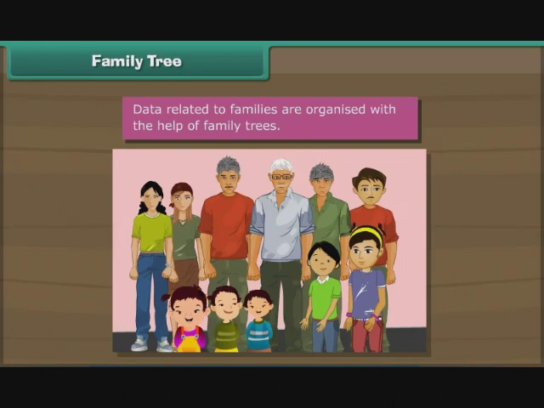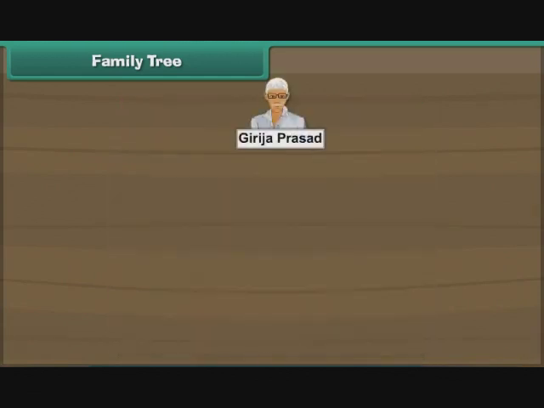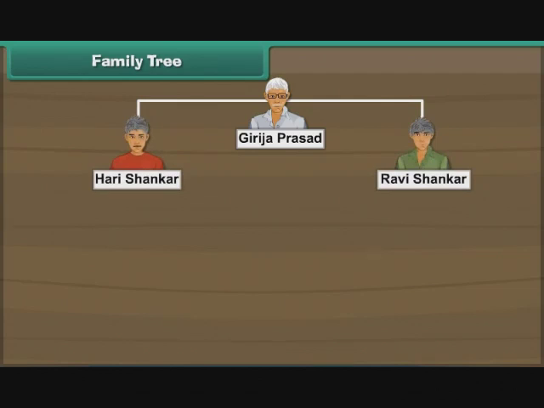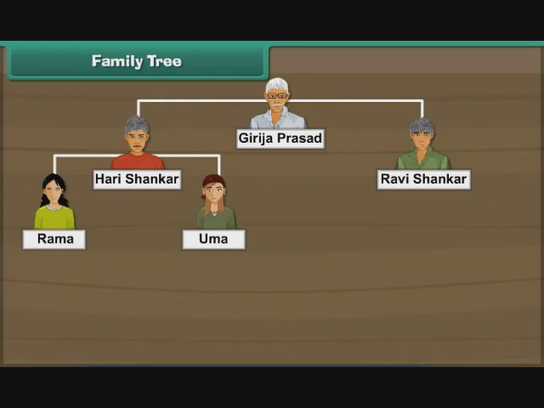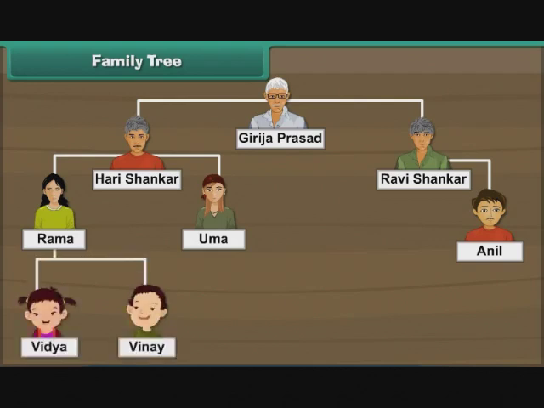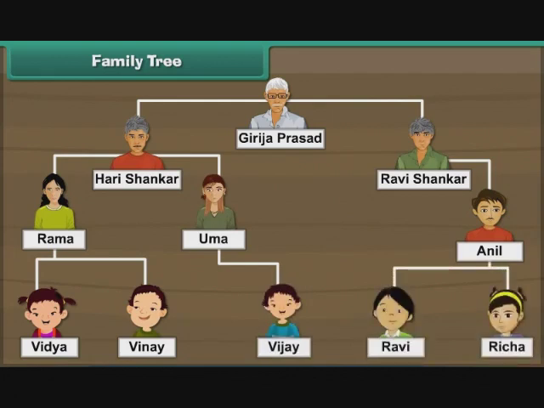The eldest member in the family is Ravi's great-grandfather, Girija Prasad. He has 2 sons, Hari Shankar and Ravi Shankar. Hari Shankar has 2 daughters, Rama and Uma. Ravi Shankar has 1 son, Anil. Rama has a daughter, Vidya, and a son, Vinay, while Uma has a son, Vijay. Anil has a son, Ravi, and a daughter, Richa. The family tree of Ravi's joint family is now complete.